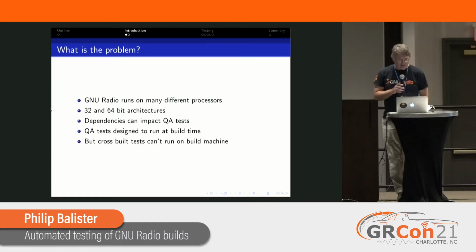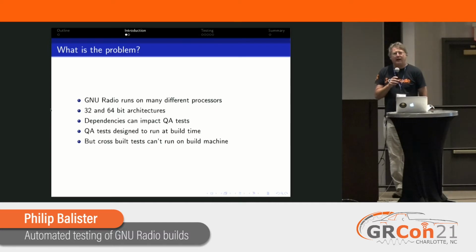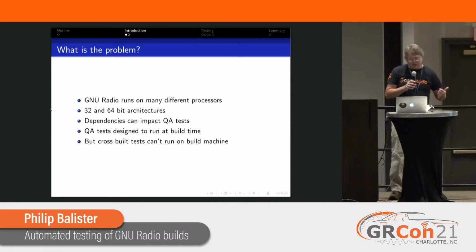So at this point, GNU Radio runs on lots of different processors. And the current matrix is 32 and 64-bit processors and ARM and Intel ISAs. So that's sort of the basic matrix.